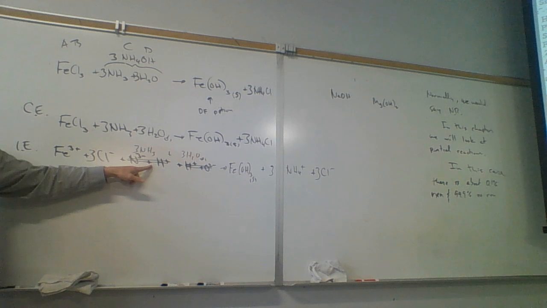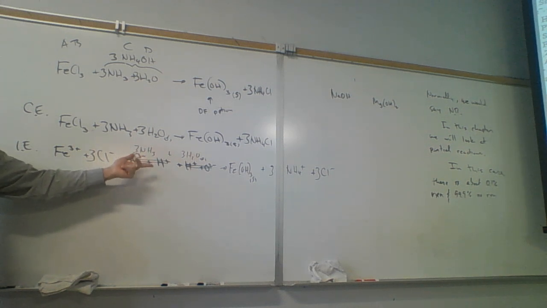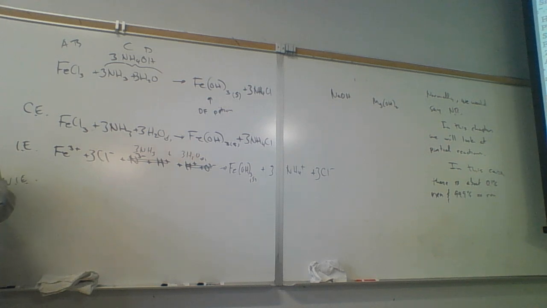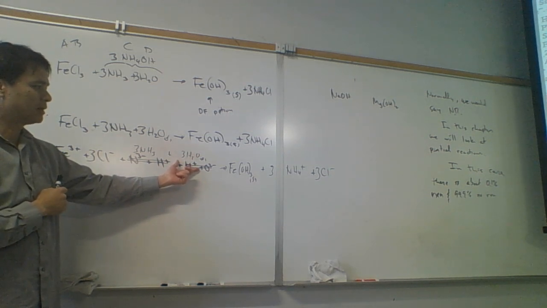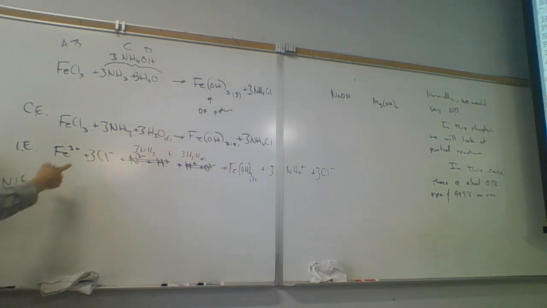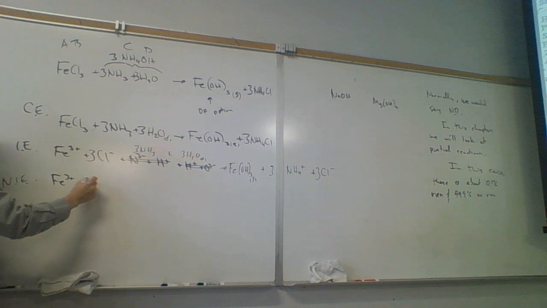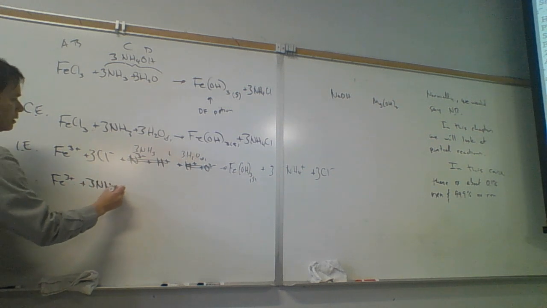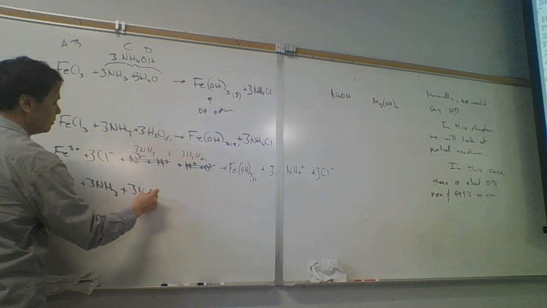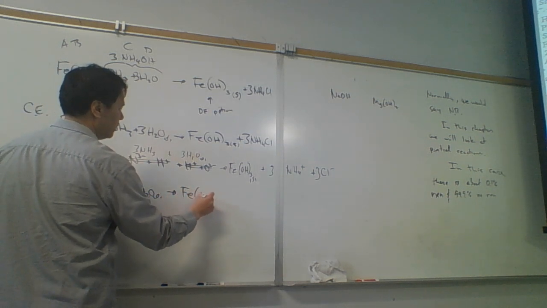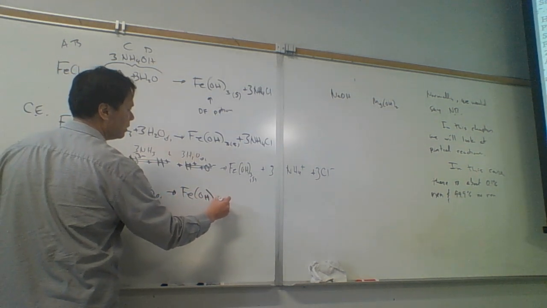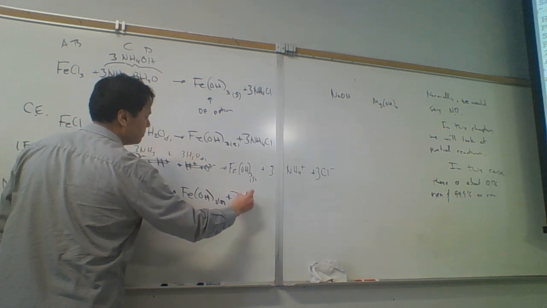Ammonia, not a spectator. It's ammonia on this side, which is a base, ammonium on that side, which is an acid. Water, not a spectator. And so it looks like the only spectator is chloride. So the net ionic equation is going to be iron 3 plus 3 ammonia plus 3 H2O liquid produces iron 3 hydroxide solid plus 3 ammoniums.